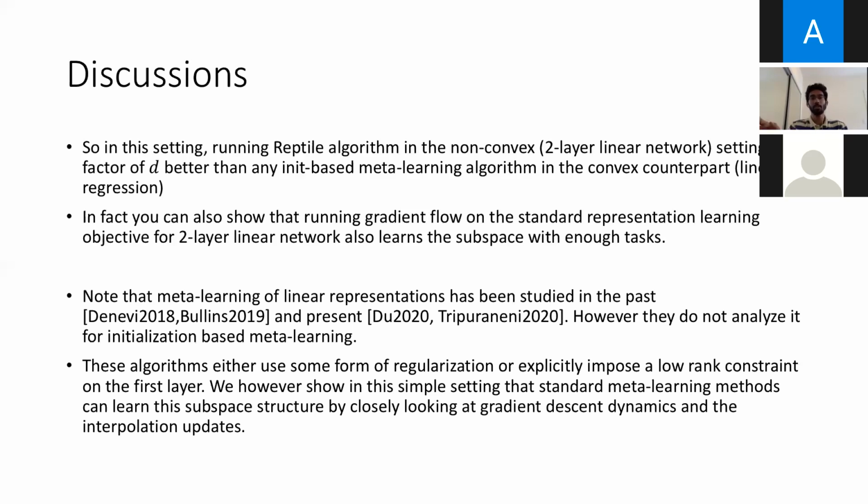And also these algorithms use some explicit regularization, or they restrict the first layer to have an output dimension of k, smaller than the original input dimension. So they explicitly restrict you to learn low-dimensional representations in the first layer. Whereas this analysis shows that gradient descent can automatically learn the subspace. You don't need to restrict it. You can start with a D cross D matrix, initialize it with a scalar times identity, and it will learn the subspace automatically.